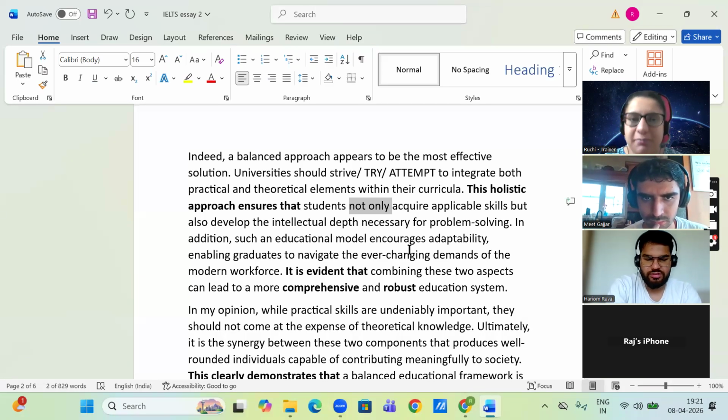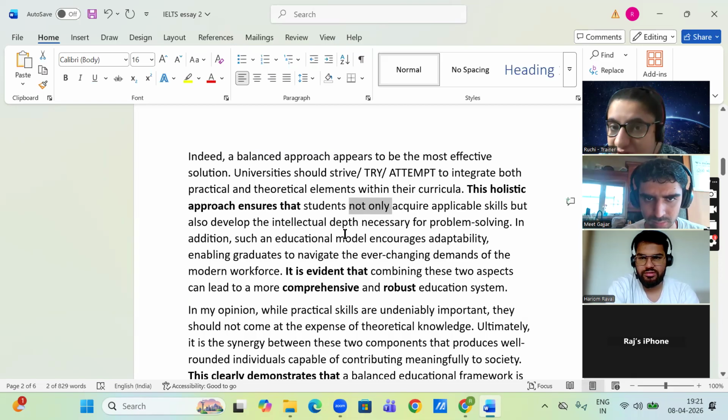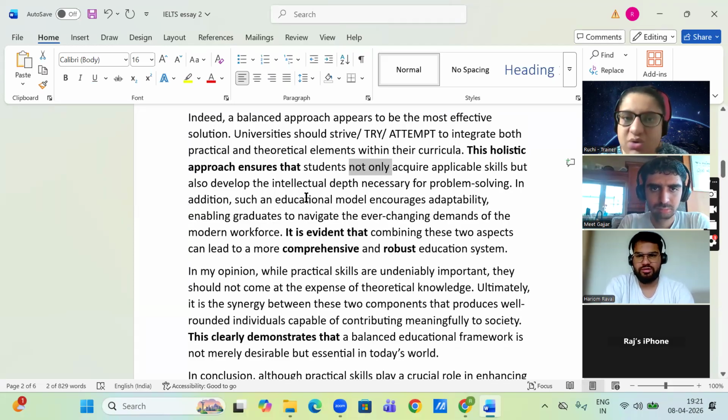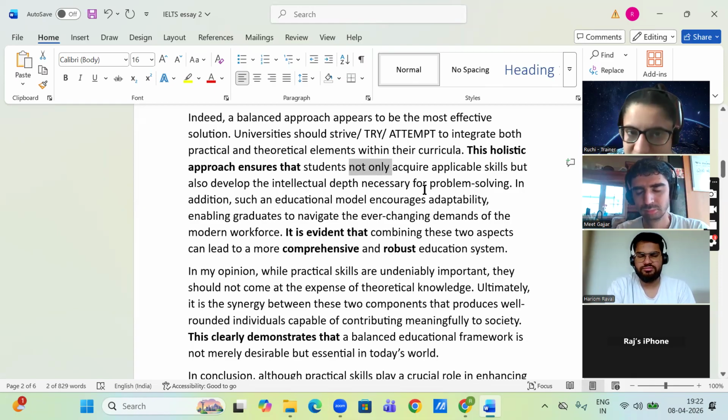This holistic approach ensures that students not only acquire applicable skills but also develop the intellectual depth necessary for problem solving. Another point, in addition, such an educational model encourages adaptability, enabling graduates, enable meaning to give them the ability, enabling graduates to navigate the ever-changing demands of the modern workforce. Listen to this sentence again. You can close your eyes. In addition, such an educational model encourages adaptability, enabling graduates to navigate the ever-changing demands of the modern workforce.